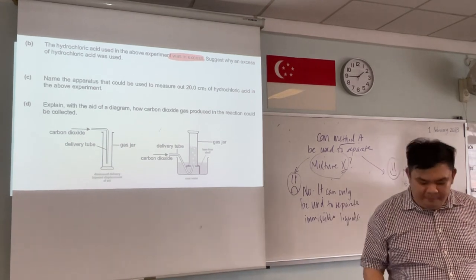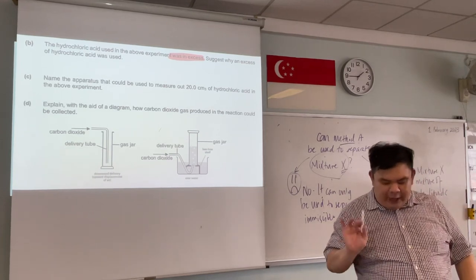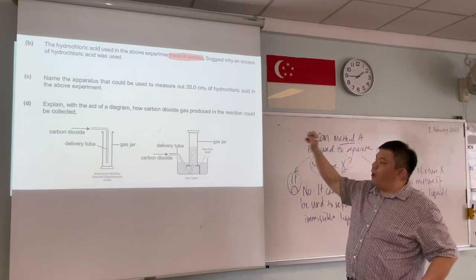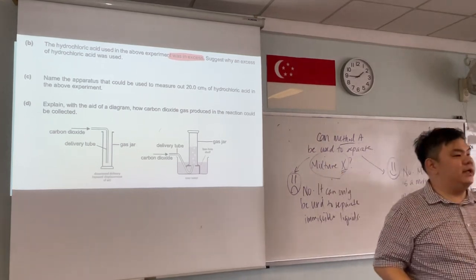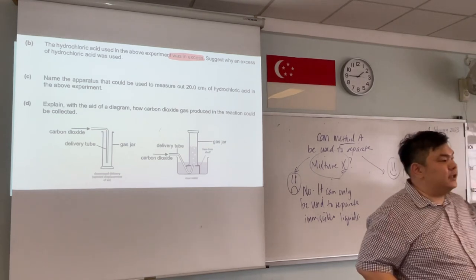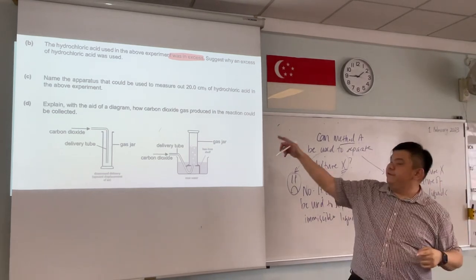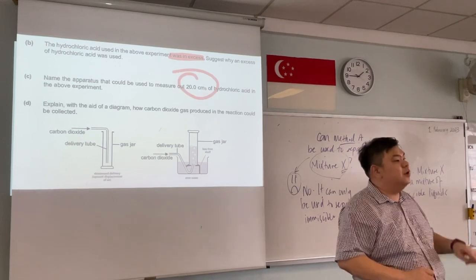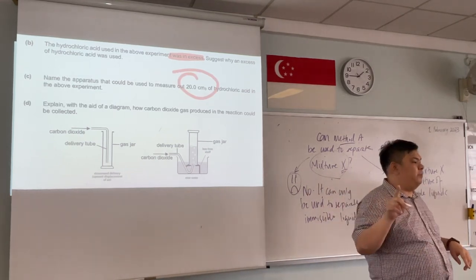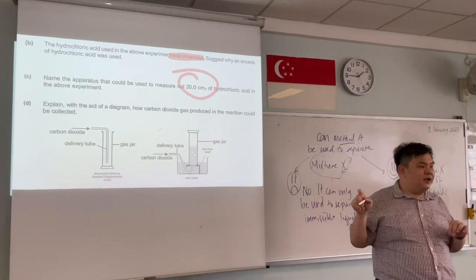Okay, done? Part B done, Part C. Name the apparatus that can be used to measure out 20.0. How many decimal places, ladies and gentlemen? One. Therefore, the apparatus you're going to use is? And the volume is a familiar one, correct? 20 cm cube. So you will use a pipette to measure. P-I-P-E-T-T-E.